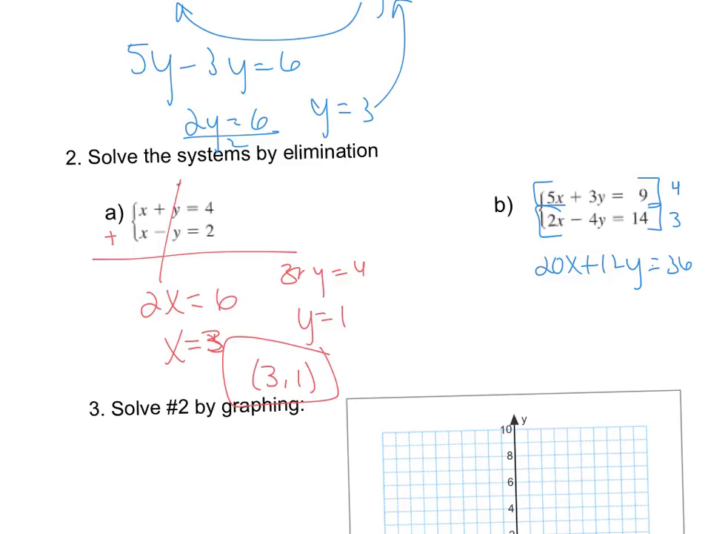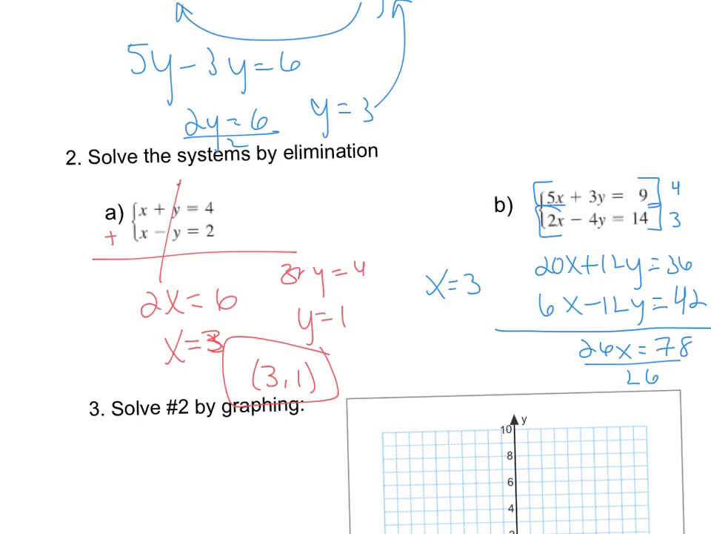Okay, and then the bottom equation would give me 6x minus 12y equals 42. Okay, so 14 times 3 is 42. Now, if I add the equations together, that gets rid of my y's. I get 26x equals 78. Divide both sides by 26. So 78 divided by 26 is 3. So x equals 3. This seems to be a theme on these questions.